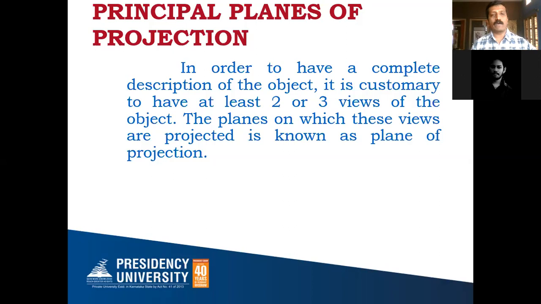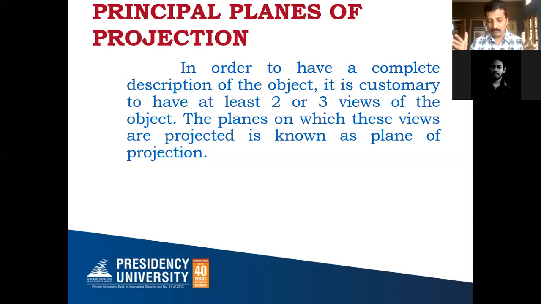So what are the three principal planes of projection? One is the horizontal plane, the vertical plane and the profile plane. All these three planes are mutually perpendicular to each other, like the Fleming left-hand rule. All the three planes are mutually perpendicular to each other. This is the horizontal, vertical and the profile planes.